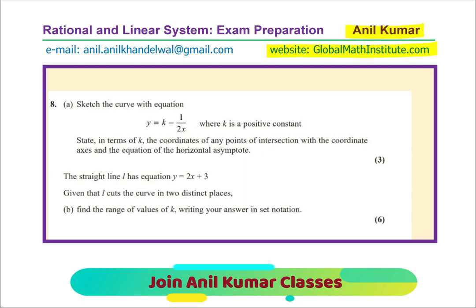We need to sketch the curve with the equation y equals k minus 1 over 2x, where k is a positive constant. State in terms of k the coordinates of any points of intersection with coordinate axes, that means x and y intercepts, and the equation of the horizontal asymptote. So that is part A.